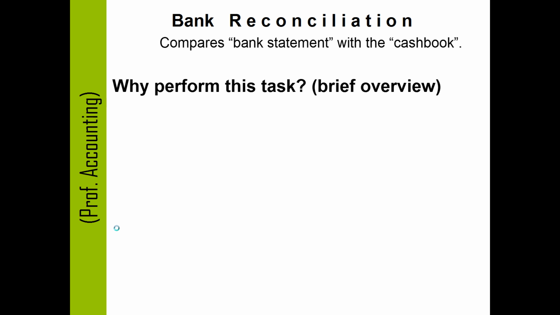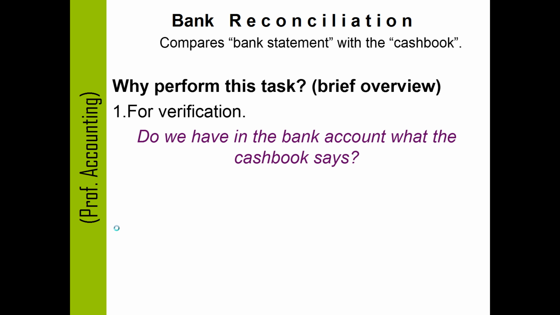So why do we perform this task? Just briefly, some 3 key points. Firstly, it's for verification. We're answering the question, do we have in the bank account what the cash book says? Remember that the cash book is an internal business document. It outlines the receipts and payments made during an accounting period, and we want to confirm what our records state happened during the period, and what we think our bank balance is compared to what the bank says our bank balance is.